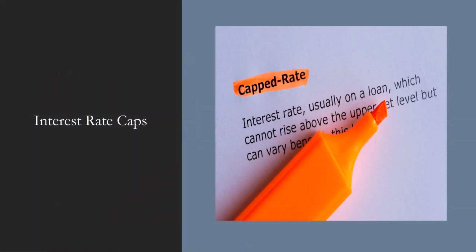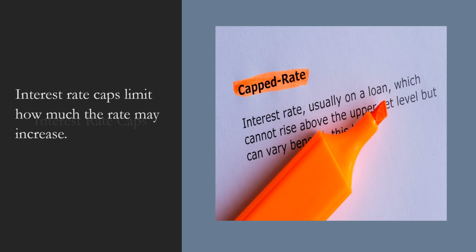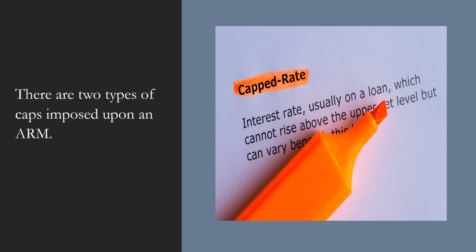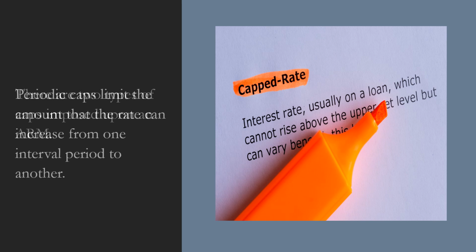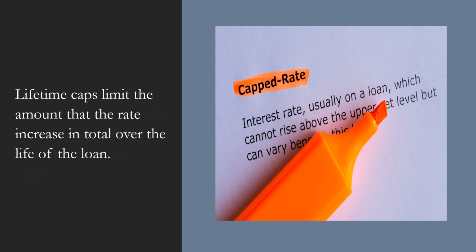Interest rate caps. Interest rate caps limit how much the rate may increase. There are two types of caps imposed upon an ARM. Periodic caps limit the amount that the rate can increase from one interval period to another. Lifetime caps limit the amount that the rate can increase in total over the life of the loan.